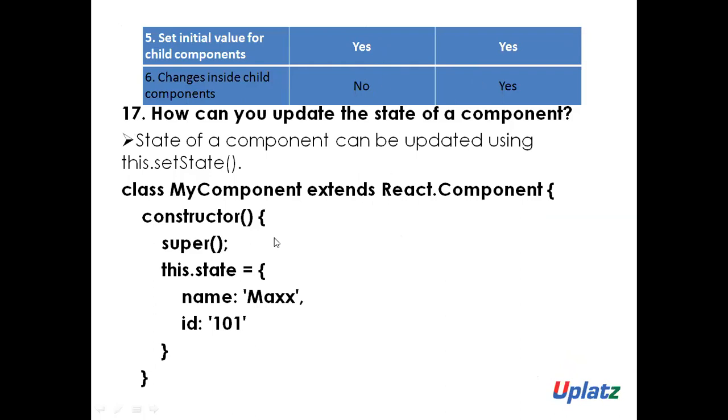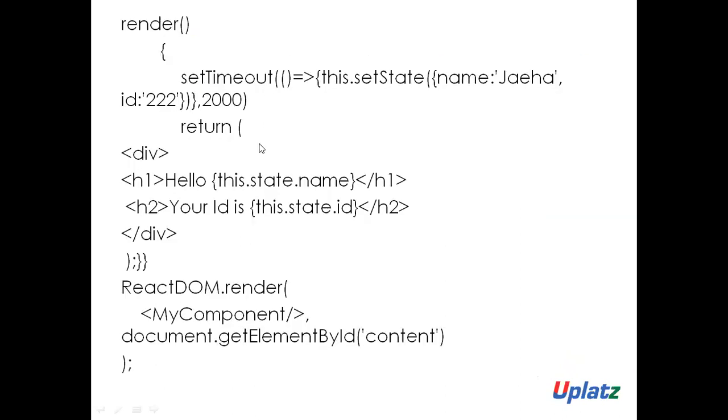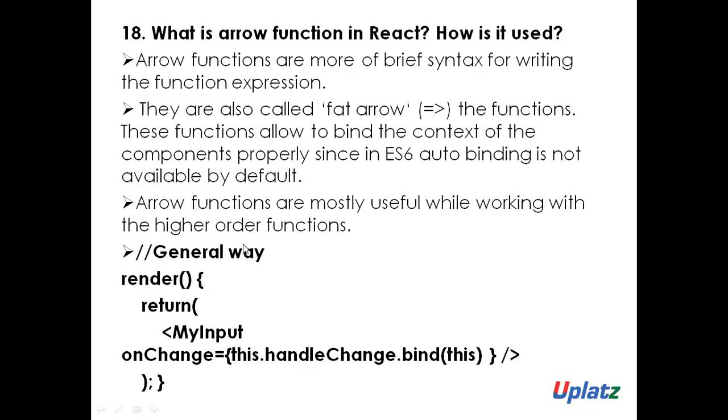How would you update the state of a component? We have a special method called this.setState. For example, I have a state with name and ID, and inside the timeout function I'm just changing my name, updating the initial name to a different name, and I'm just rendering it inside my return. So this is how you can do that.